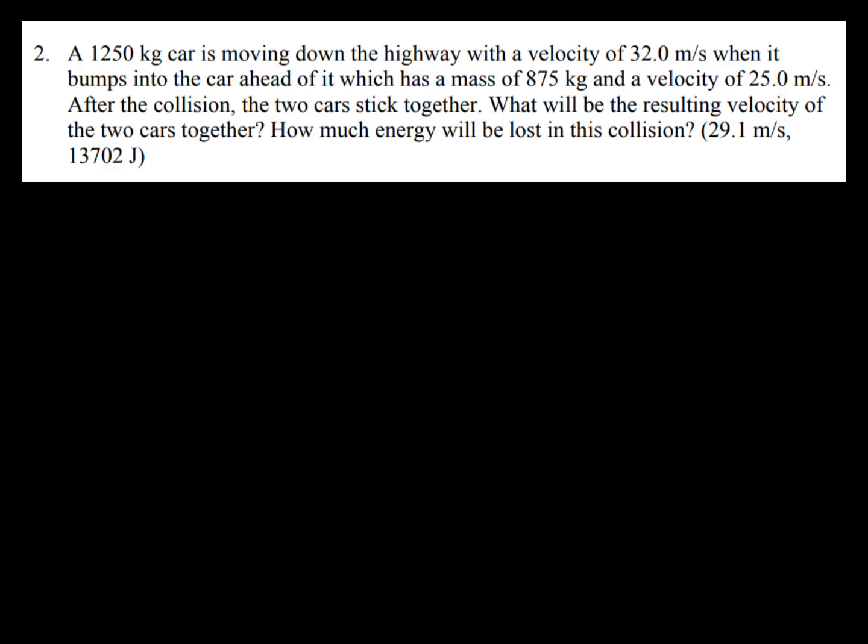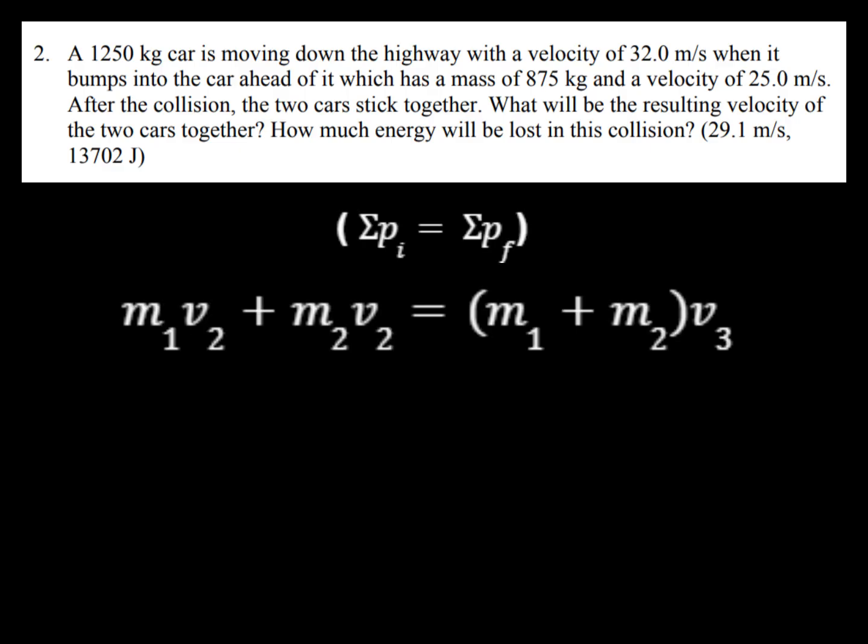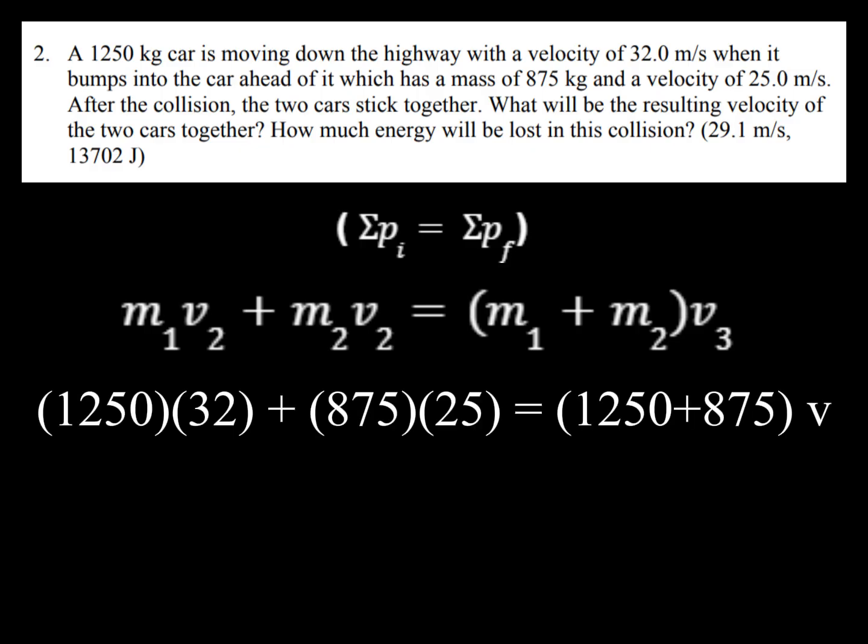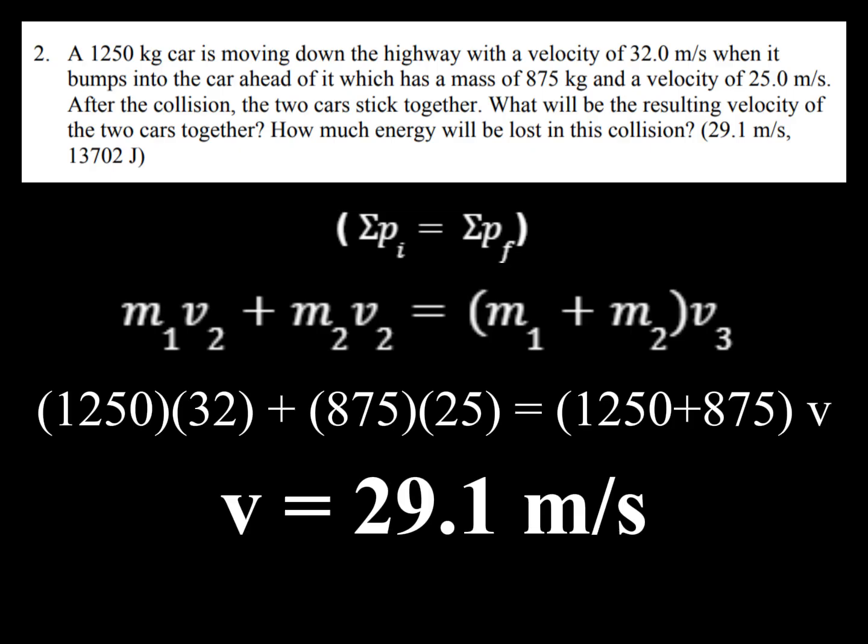So for the first section of this problem, we get to use our new momentum equation with the two initial masses turning into one combined mass, and plug in those values, we get 9.1 meters per second for our final velocity.